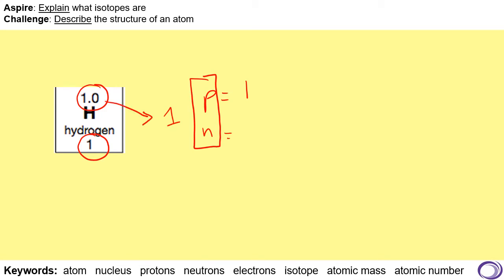But if we already have 1 proton, that means if we take the difference, we have got no neutrons in this atom of hydrogen. Okay, so we have 1 proton, we have 0 neutrons. And then our number of electrons is the same as our number of protons. So that is 1 here for hydrogen.